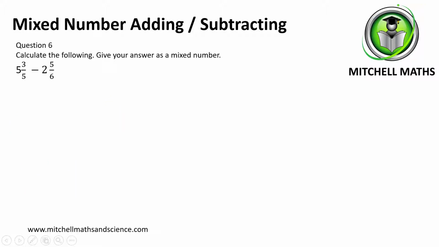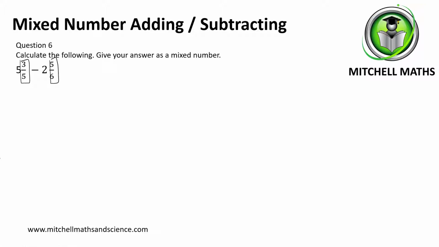So I've got 5 and 3/5 take away 2 and 5/6. The difference here is that 5/6 is bigger than 3/5. So if I did 3/5 on its own, take away 5/6, that'd be a problem because I get a negative number. And you could actually do that and take it away from the whole number that you get, possibly. Or you could, there's a couple of methods you can do for this.